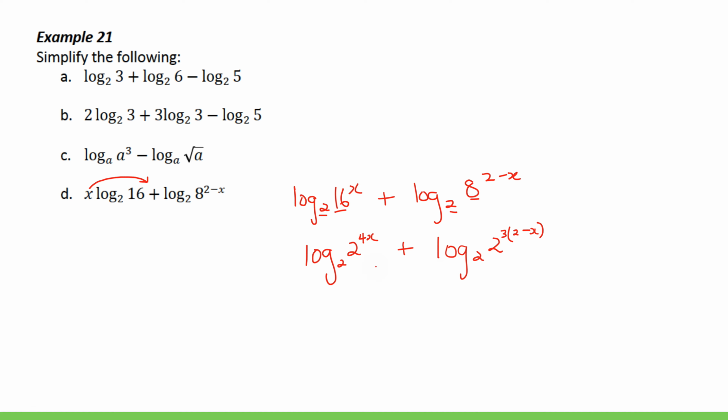Now I can add these two logs, which means I can multiply. Now log 2 of 2 cancels out, it'll leave over 4x. Log 2 of 2 cancels out, it'll leave over 6 minus 3x. So that's just this expression but expanded. And now I can simplify this. 4x minus 3x is 1x plus 6.